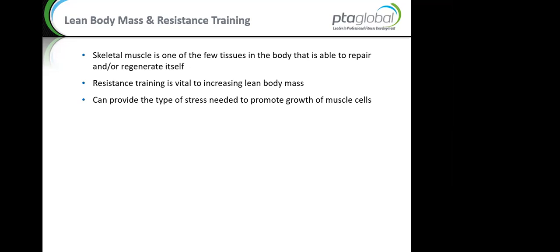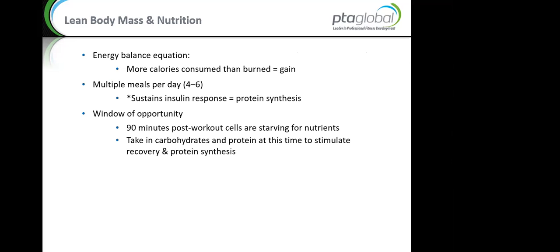And so if we do that, then based on nutrition and hormone profile, we have a chance to grow, okay? So again, if we look at the energy balance equation, more calories consumed than burned means we're going to gain, but what we want is to gain muscle. If we just eat a bunch of donuts, we'll gain weight, but not the type we want.